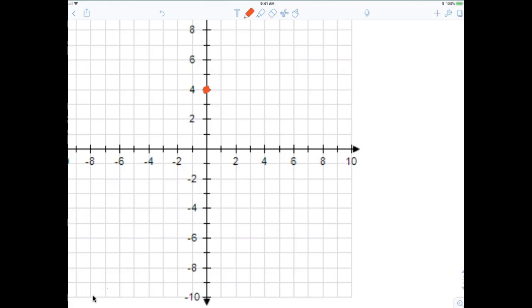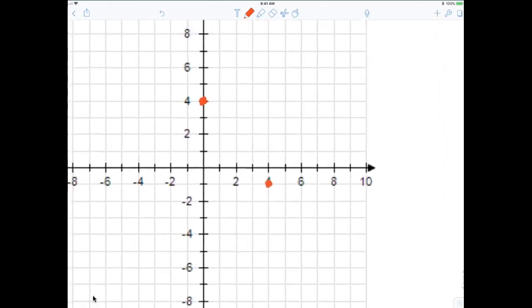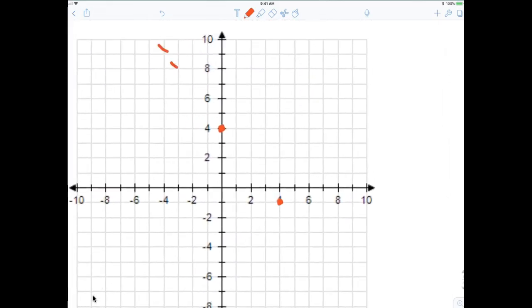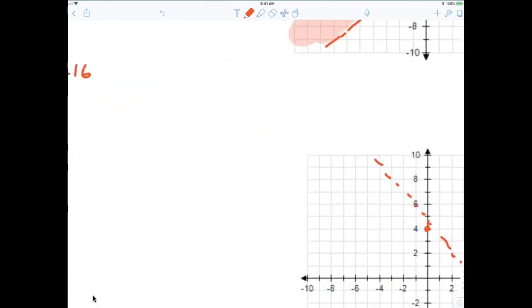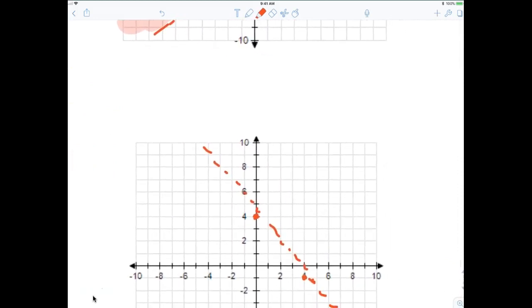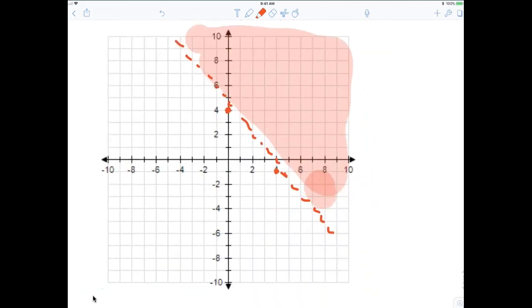So we went down 5 to the right 4. Does everybody agree with that? Now is it solid or dotted? Dotted. Still dotted. All right. So just do dotted lines. And then we're shading everything what? Above. Above, exactly, because it's greater than. So it'd be everything over here.